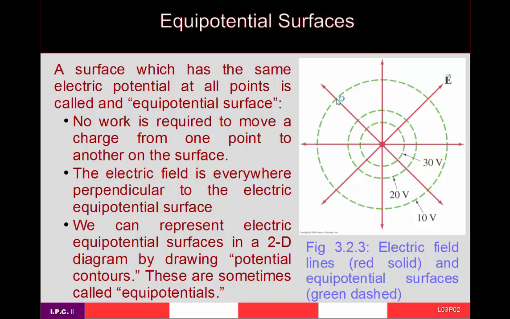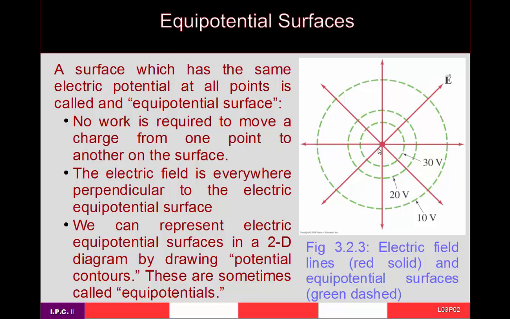The implication is that if you want to move a charged particle from one point to another point on this surface, you don't actually have to do any work to do that. Or at least you don't have to do any work against the electric field, against the Coulomb force. You may have to do work against gravity, for example. But since we're talking about electrostatics, it's virtually zero work to move from one point to another on the same equipotential surface. The rule is that the electric field is always perpendicular to the equipotential surface.